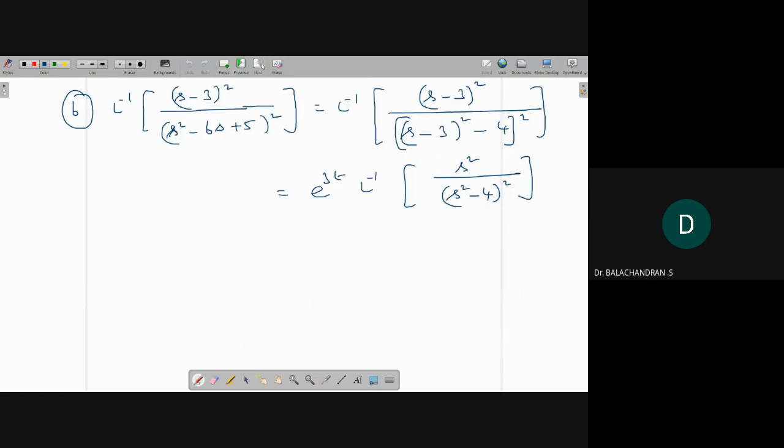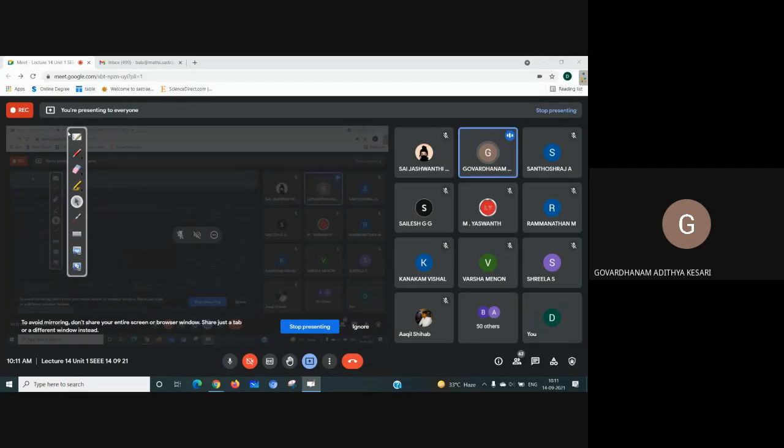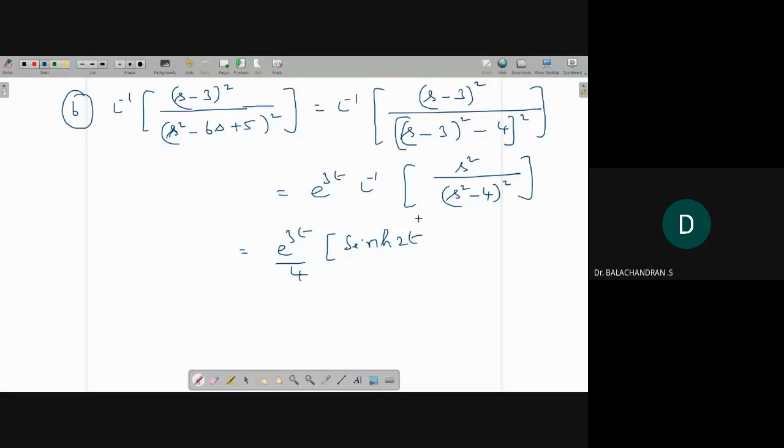So I will write on this page, e power 3t times 1 by 4 sin h 2t plus 2t cos h 2t.